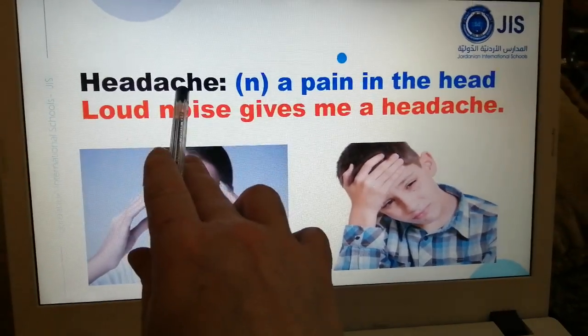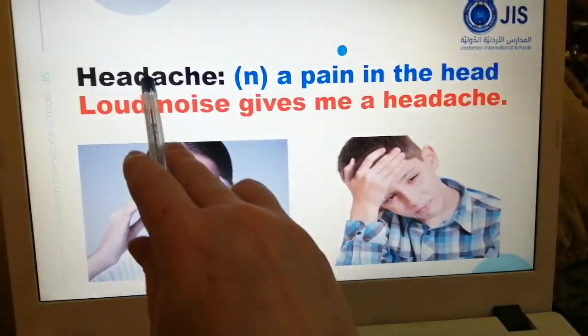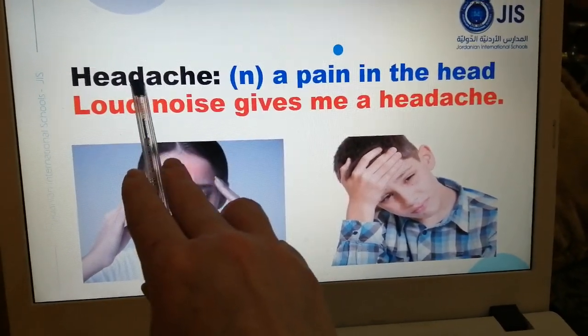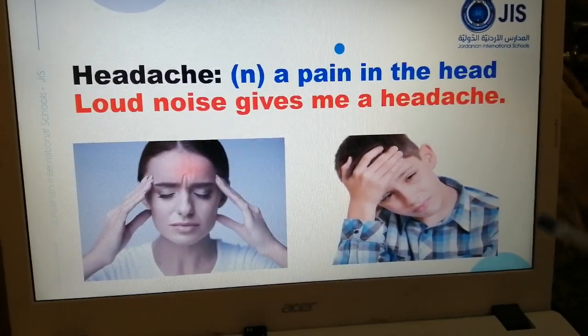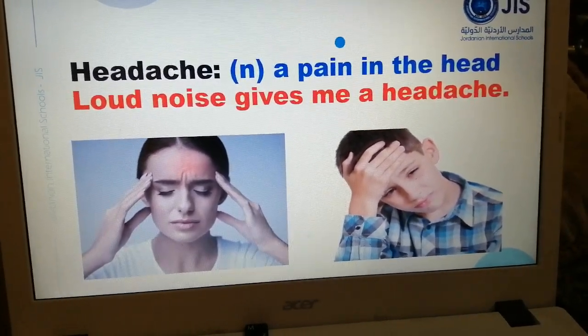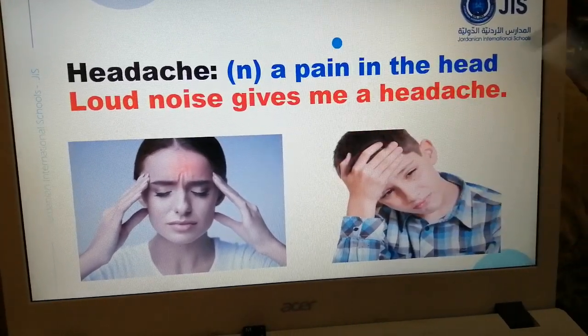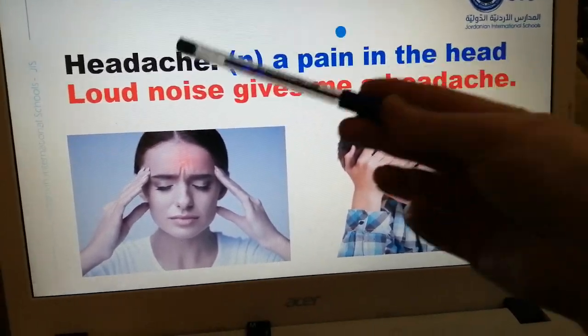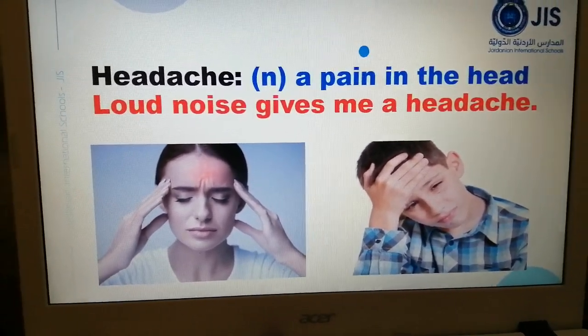Head with ache together, it will give me a new meaning, a new compound word, and it's a closed compound word. There's no space between the two words, head and ache. Together, it will give me a new meaning, which is a pain in the head, and it's a noun. For example, loud noise gives me a headache. So headache here is a noun, and it means pain in the head, and it's a closed compound word.